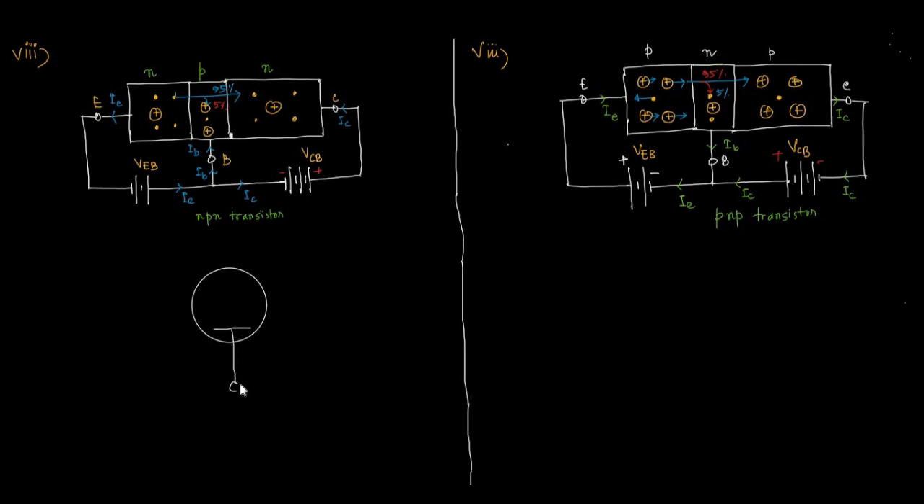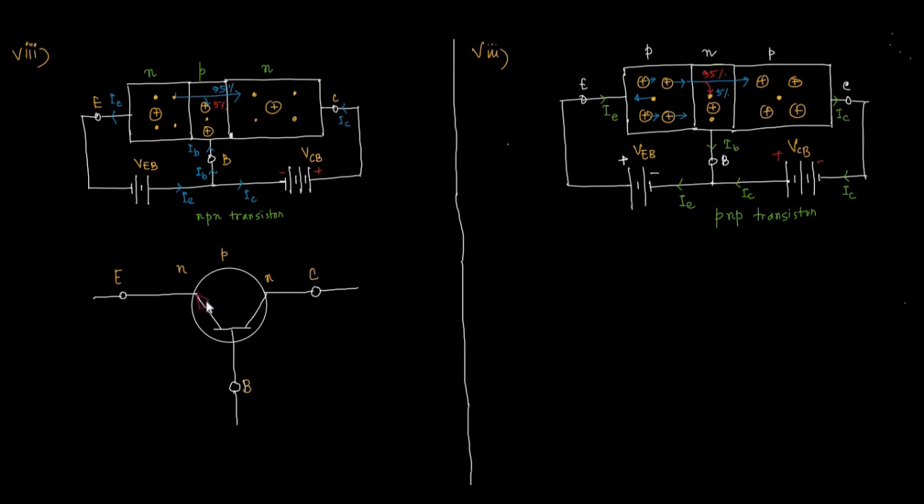Now you have to draw the symbol of the NPN transistor. This is the base terminal, and two oblique straight lines will be the emitter and collector. This is the emitter. On the right hand side, the oblique straight line is the collector, and this will be the NPN transistor. This is the symbol of the NPN transistor.